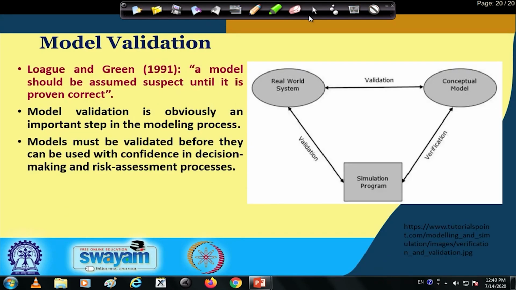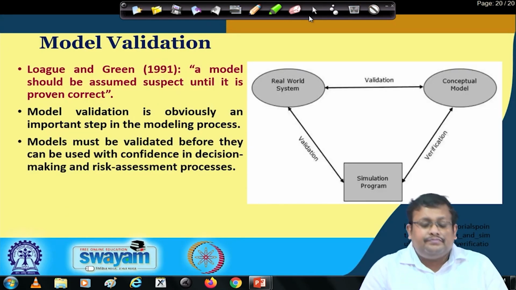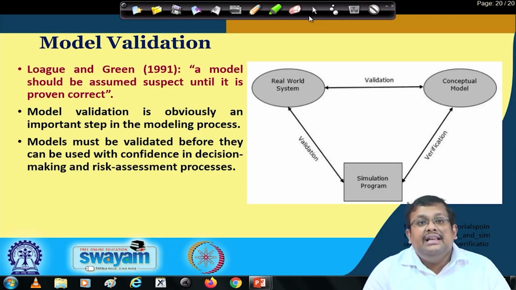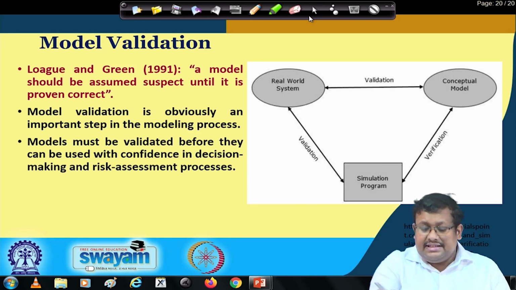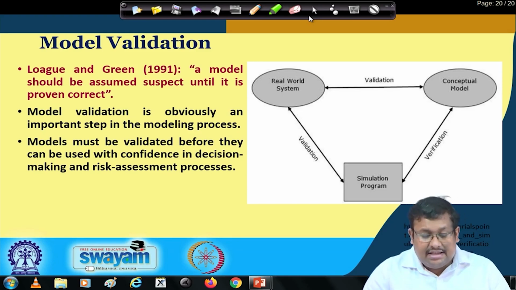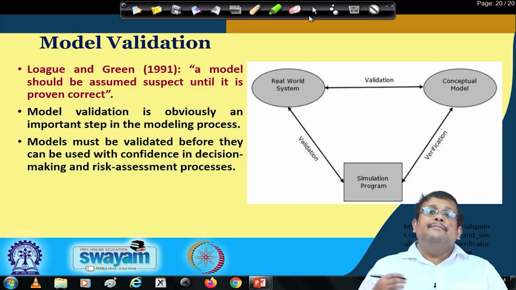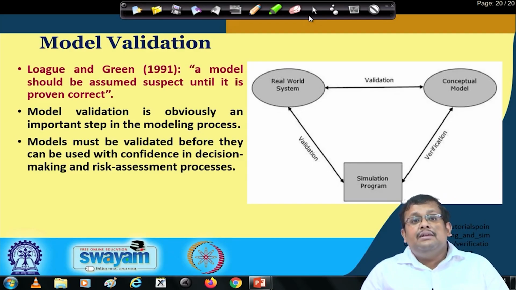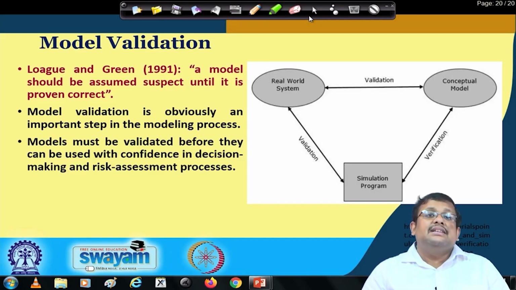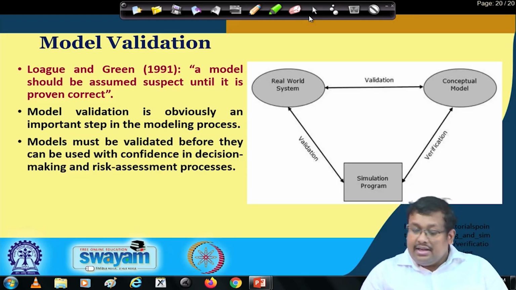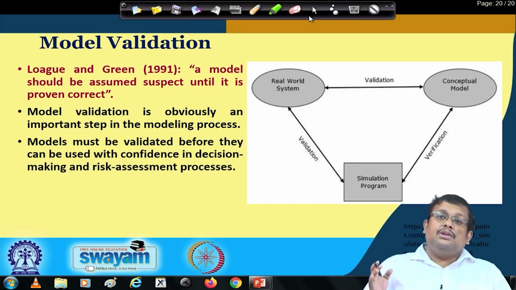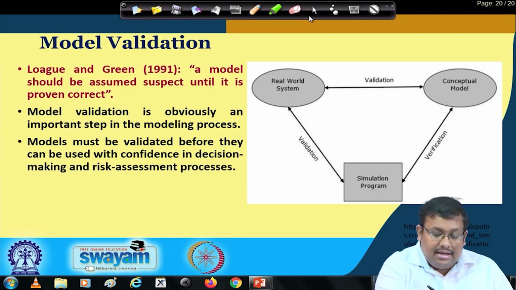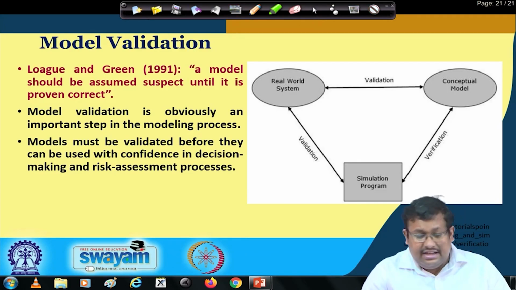Okay. Now, the next important aspect is model validation. You know that a model should be assumed suspect until it is proven correct. So, this diagram shows the model validation practice. Model validation is obviously an important step for the modeling process. Models must be validated before they can be used with confidence in decision making and risk assessment processes. So, you can see we have to develop the conceptual model, then we have to validate it, and then we can go for the further simulations. This is how model validation generally goes.